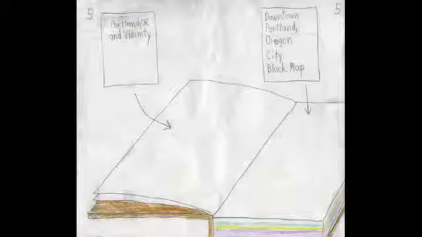The next page on the left side, it's got Portland and vicinity, and that's basically what the area looks like from up above and what you can see. All the major streets there are that you need to see. The page to the right is where the downtown part of the city is.